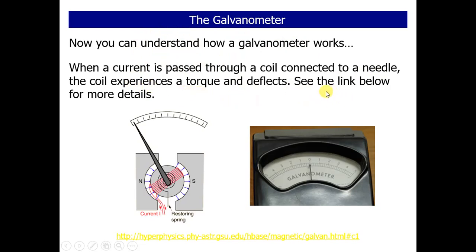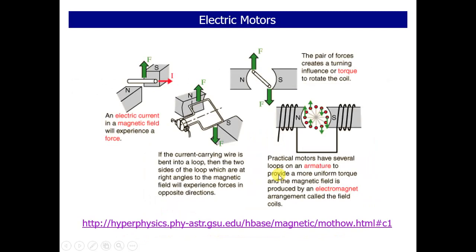See the link below for more details. This link is given to you to get more details of the galvanometer, but here you should first understand the pair of forces. The first point is that the pair of forces creates a turning influence, or torque, to rotate the coil. Second, an electric current in a magnetic field will experience a force, and at that time the pair of forces creates a turning influence, or a torque, that rotates the coil.